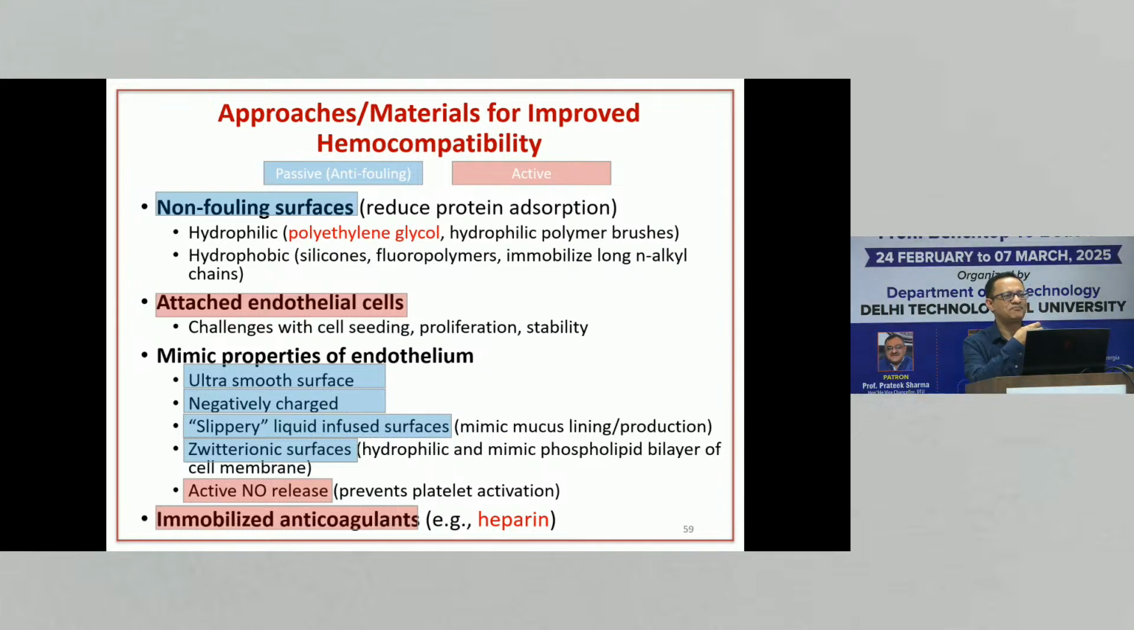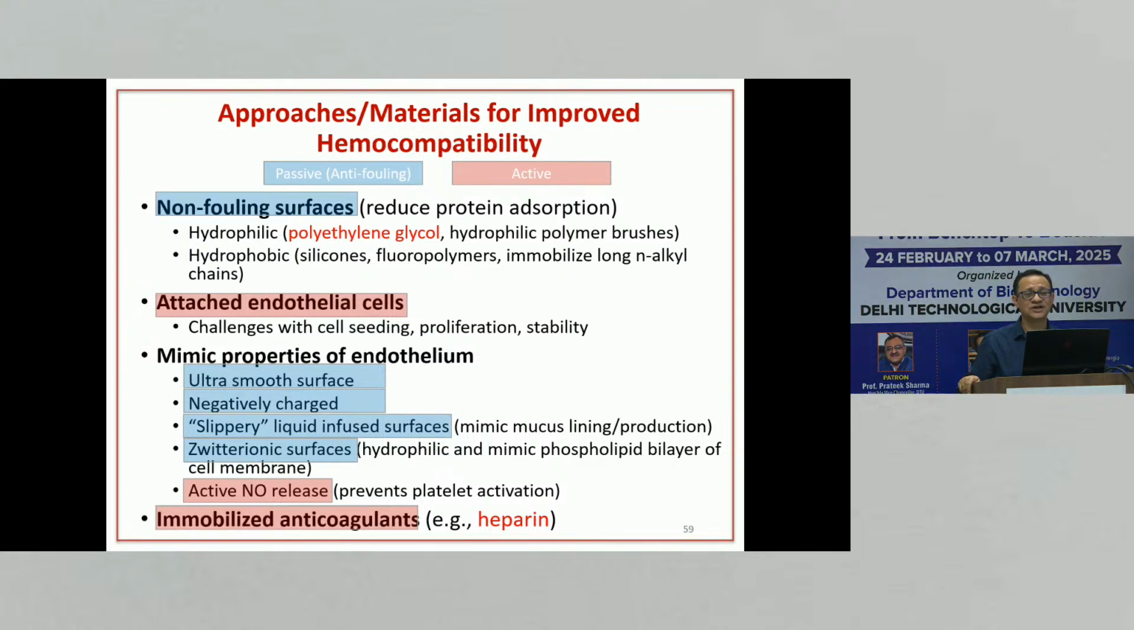So coatings can be passive coatings or active coatings. Passive, like the name suggests, is trying to prevent things from sticking to the surface. For example, when we are making non-fouling surfaces, we are trying to make hydrophilic surfaces or very hydrophobic surfaces, so things don't stick to it. Polyethylene glycol is a simple example. Zwitterions are coming later also, but that's non-fouling. You're preventing things from sticking.